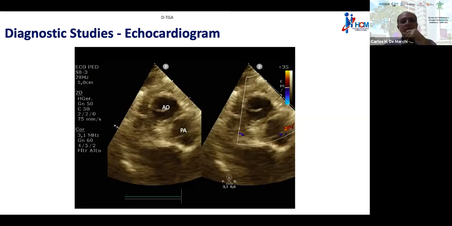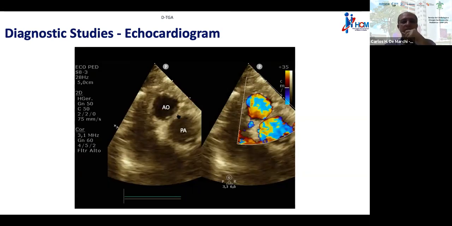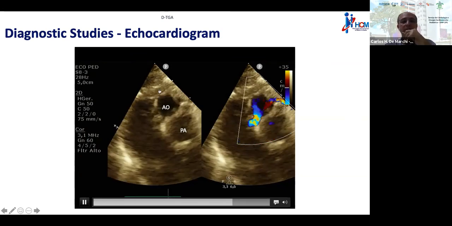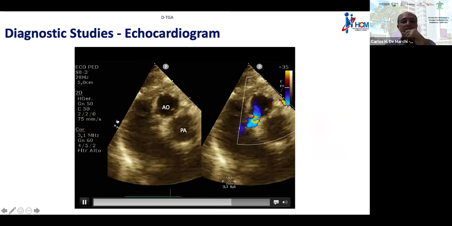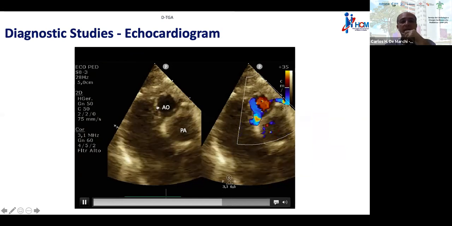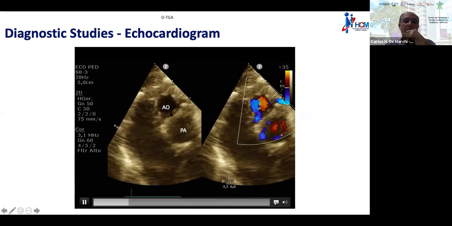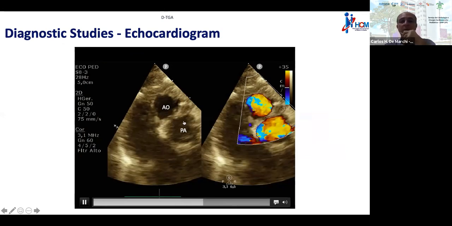Another echo of a newborn showing you the position of the aorta and the pulmonary artery. This is anterior, this is posterior, this is the right side, this is the left side. Then the aorta is anterior and to the right, and the pulmonary artery is in an oblique position.